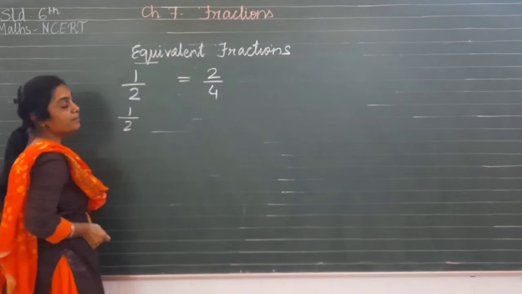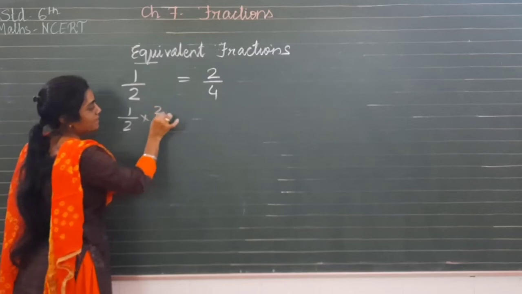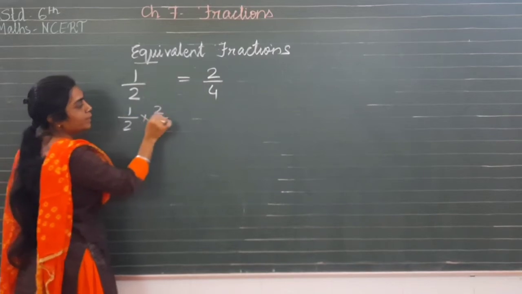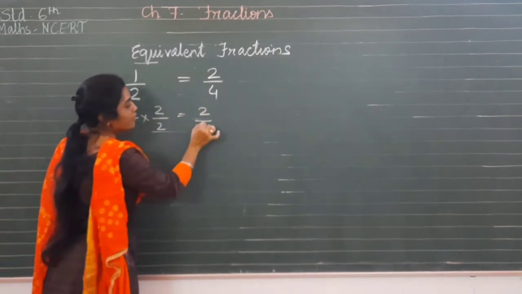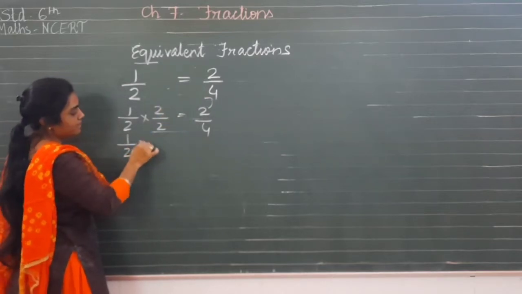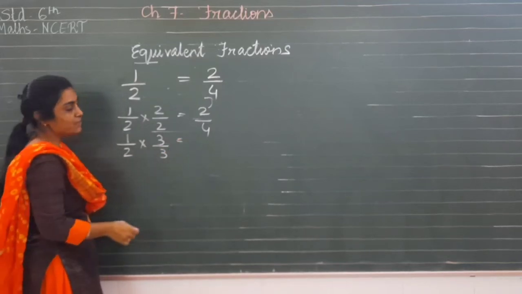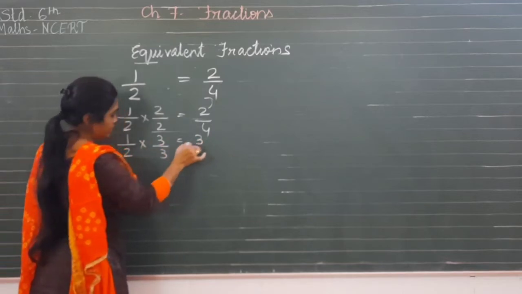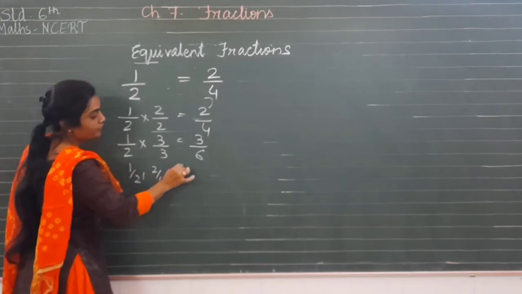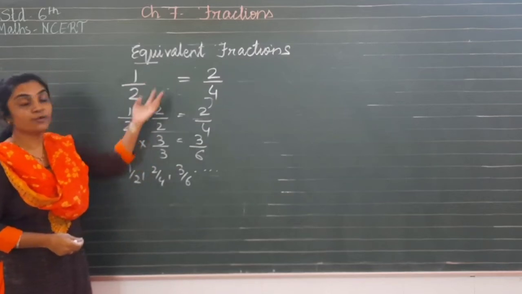Now we are taking 1 upon 2. If I multiply the numerator and denominator by the same number, suppose I am multiplying by 2 in the numerator and the same number 2 with the denominator. 1 2s are 2 and 2 2s are 4. So this is called an equivalent fraction. Let us see another number. 1 upon 2, we will multiply it by 3 in the numerator as well as in the denominator. So 1 3s are 3, 2 3s are 6. So 1 upon 2, 2 upon 4, 3 upon 6 and so on. All these numbers are called equivalent fractions.